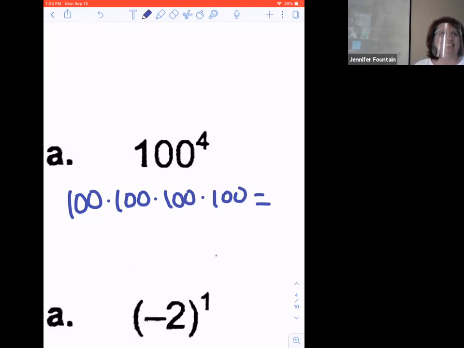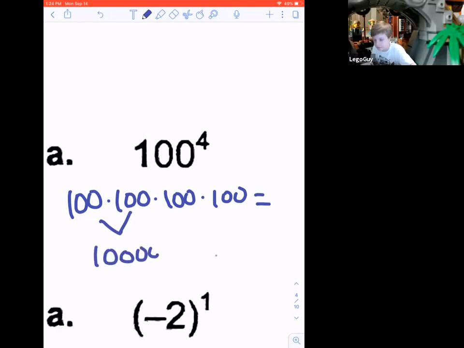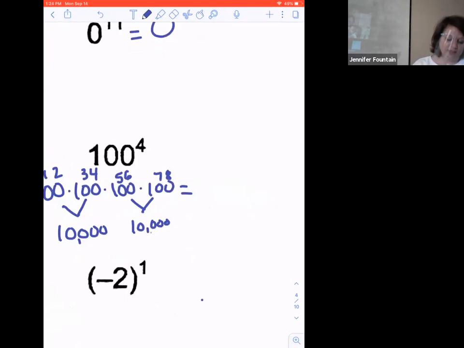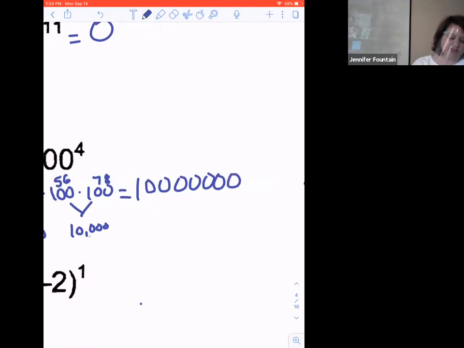Is 11. So let's take a look at it. I know 100 times 100 is going to be 10,000, because I have 1, 2, 3, 4 zeros. So then now I'm going to have 5, 6, 7, 8 zeros. So this is the same as 10,000 times 10,000. So that means I've got 1, 2, 3, 4, 5, 6, 7, 8 zeros. So then I come in and put my commas. So it's going to be 100 million. Bless you.